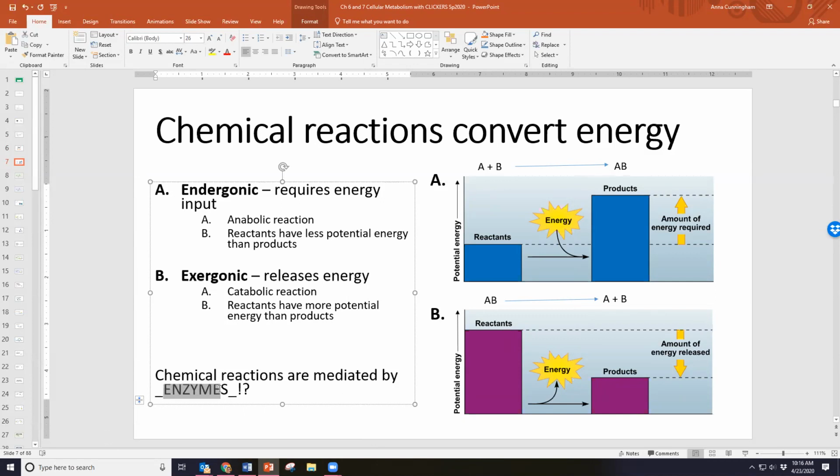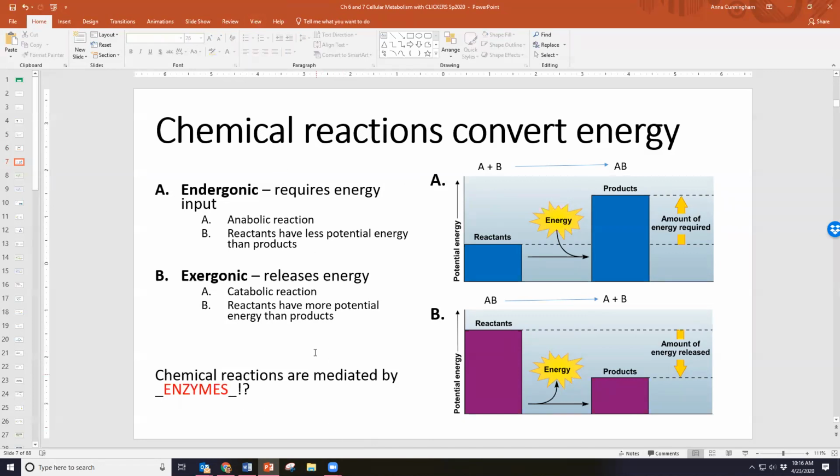Woohoo! We love enzymes, right? I mentioned that because you know what we're going to talk about on Tuesday? We're going to talk about enzymes. We'll talk about how we get this energy put into this reaction, or how we get this energy released, is via enzymes.